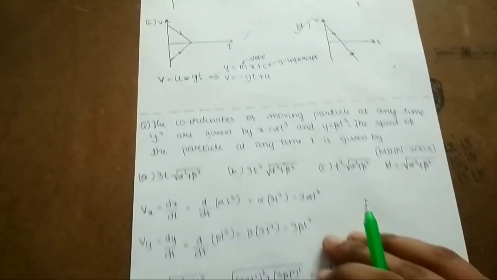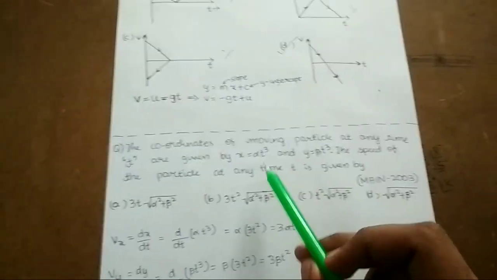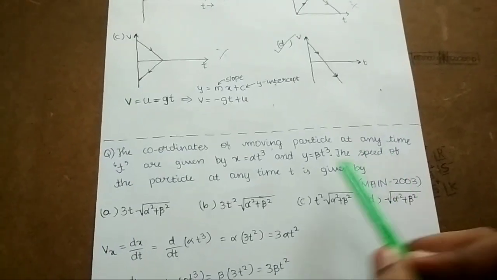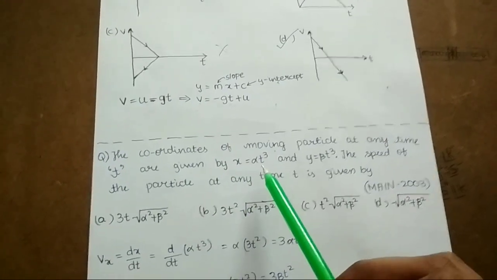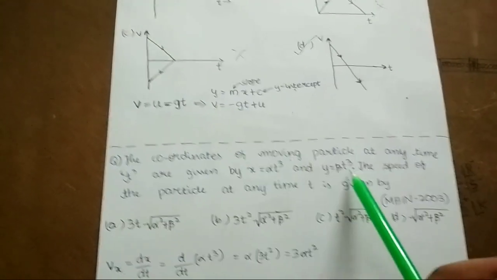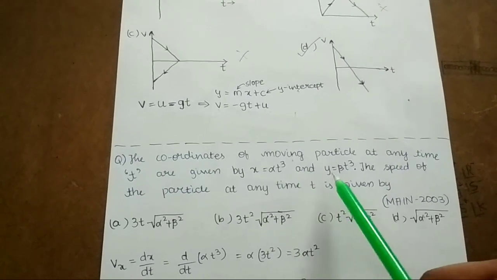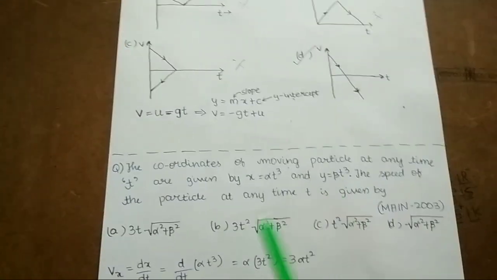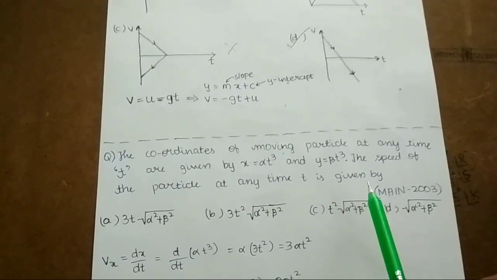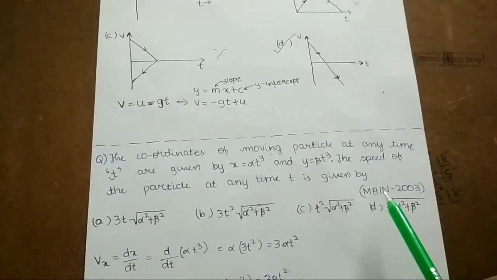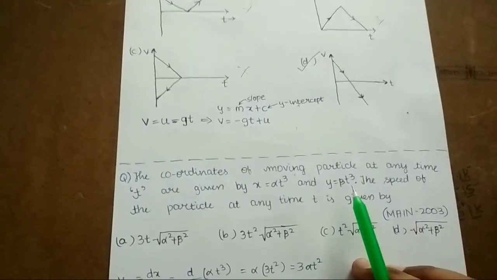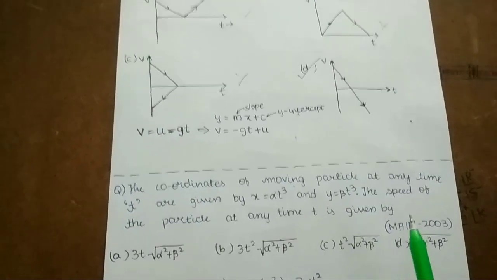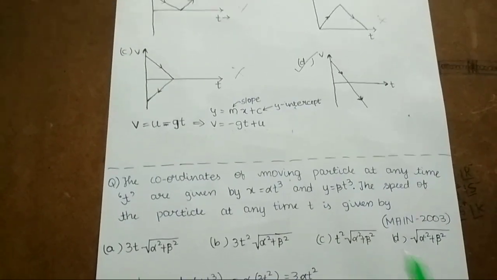Okay, entering into the next question. The coordinates of a moving particle at any time t are given by x equal to alpha t cube and y equal to beta t cube, where alpha and beta are constants. The speed of the particle at any time t is given by. This was once asked in Main 2003. Okay, pause the video and try it on yourself. Here are the 4 options.